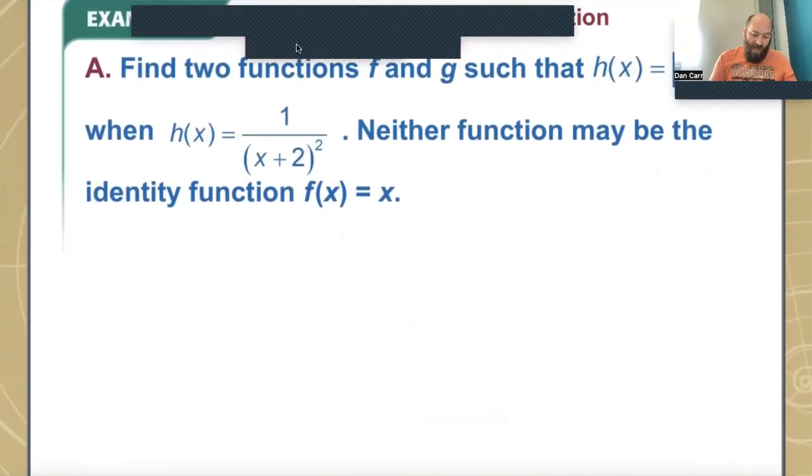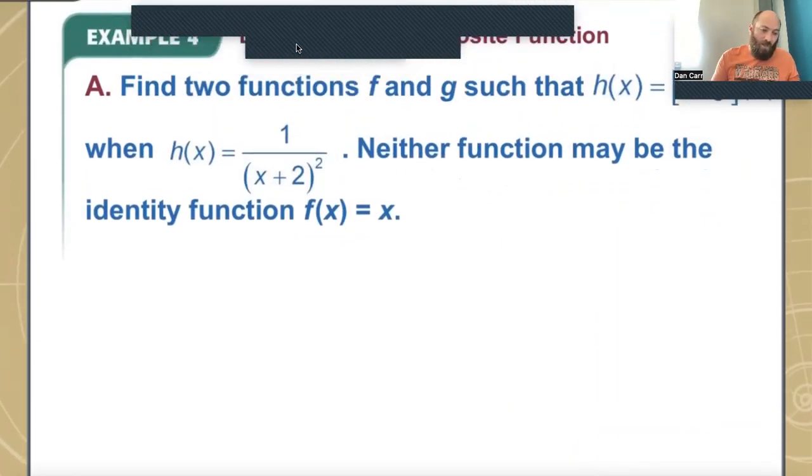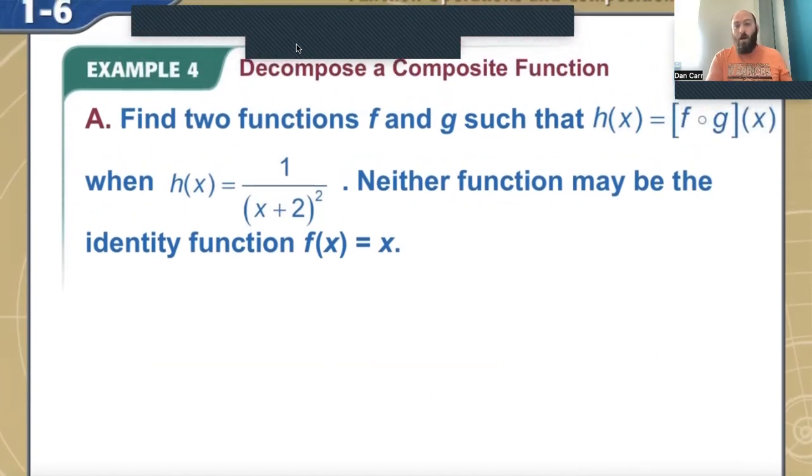All right, let's look at, I believe this is the last one. Decompose a composite function. We want to find two functions f and g such that h of x is equal to f of g of x. So h of x is going to be this right here, 1 over x plus 2 squared. Neither function may be the identity function f of x equals x, so I don't want to use that.